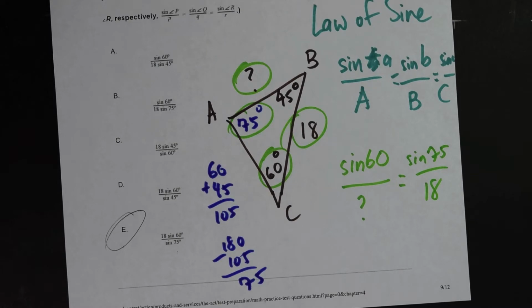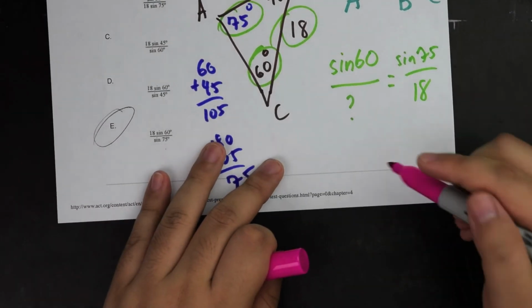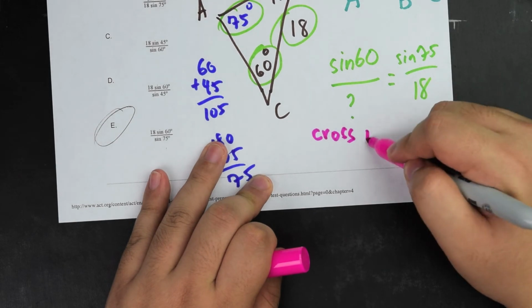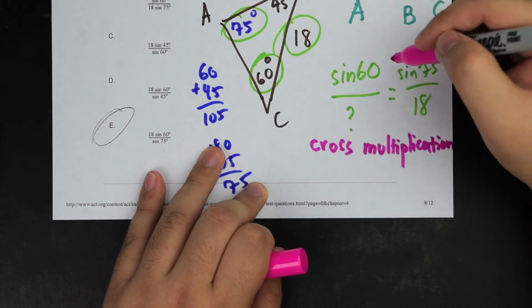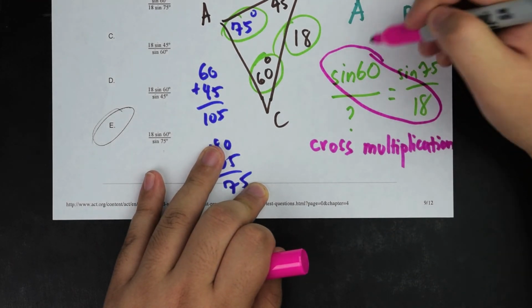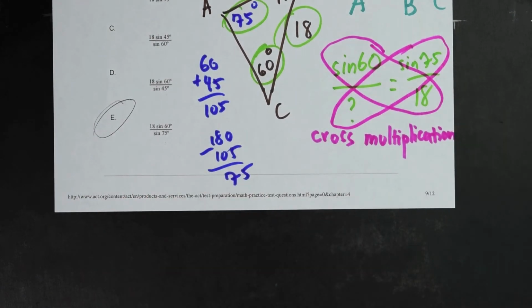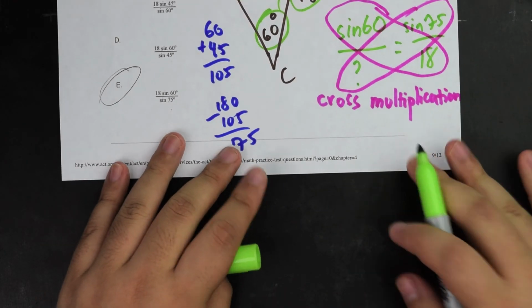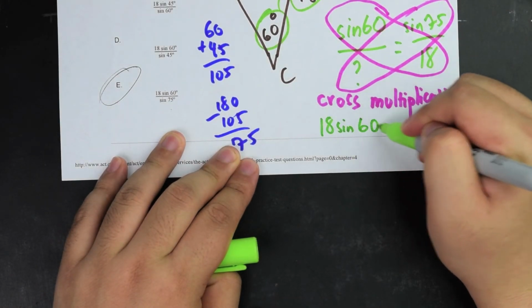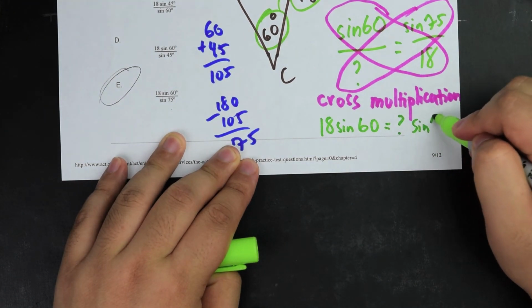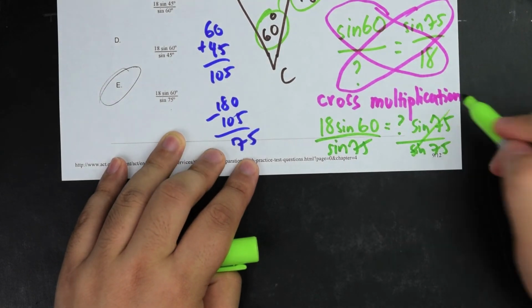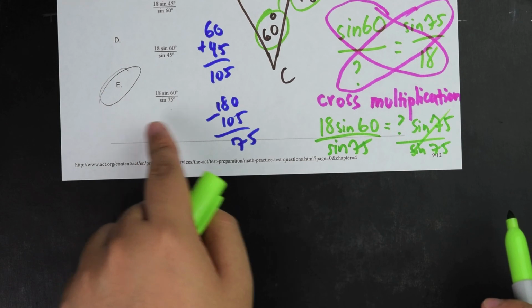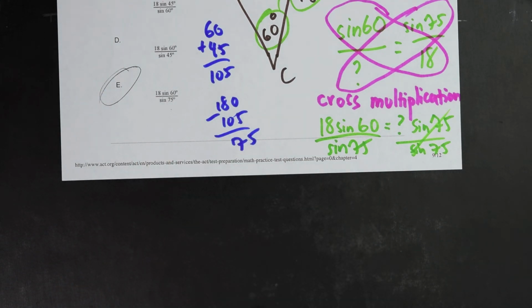Afterwards, what I needed to know to finalize solving this is the cross multiplication process, called cross multiplication. So what I basically did was multiply across right here. I did this to this, and then I did this to this, and then solved it so that the question mark in the end is by itself. I ended up getting 18 sine 60 equals question mark sine 75. Then I divided both sides by sine 75. My final answer shows up right here, which is 18 sine 60 over sine 75, as shown. And that concludes my explanation for today.